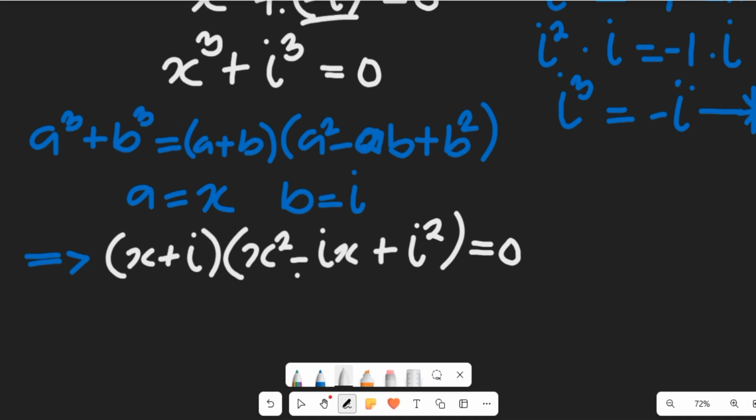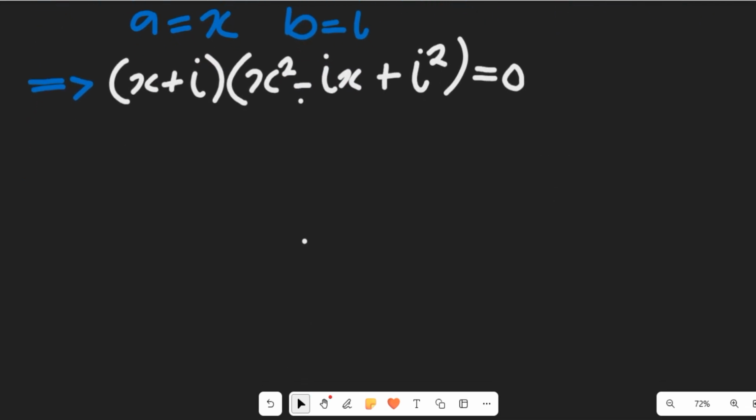That na wetin we get from here. So if we simplify this one, we go find out say we get two expressions there, and the first expression na x plus i.